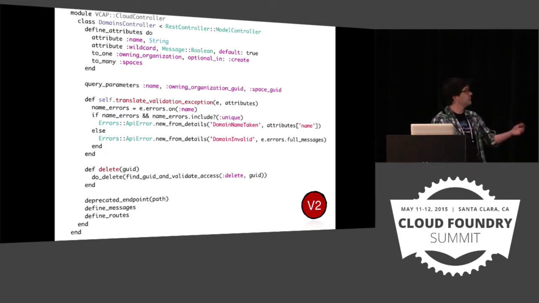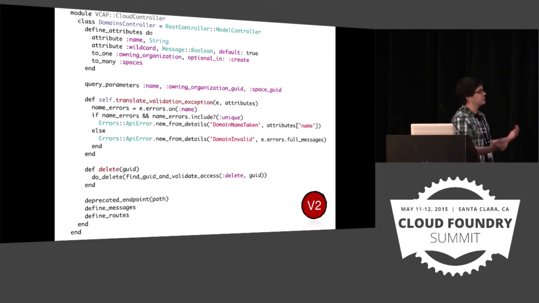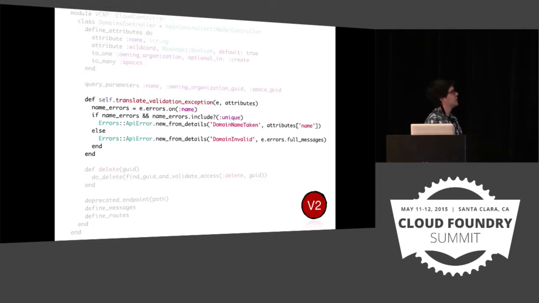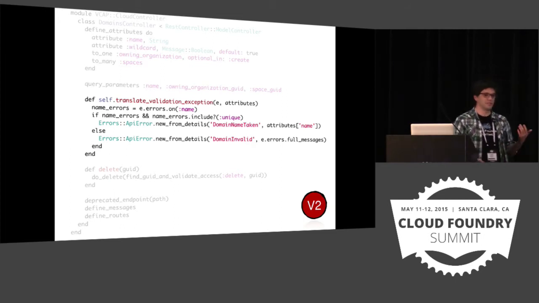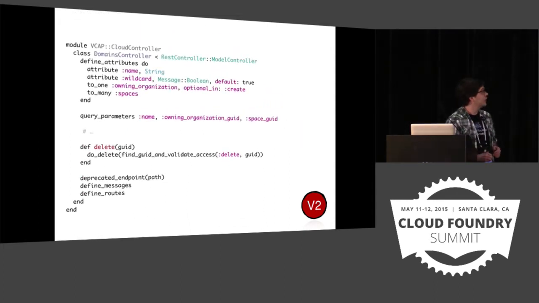So this is an example of a controller. It fits on the screen there, but this is the domains controller. It does what you expect a controller to do. It does the CRUD operations for domains. But the code is not actually here. The code is implemented elsewhere. So the first thing we see on this controller is not related to CRUD at all. This translate validation exception here just translates an error code to the user. It's not related to operating the domains themselves. So let's just take that out of the way and start from the top.